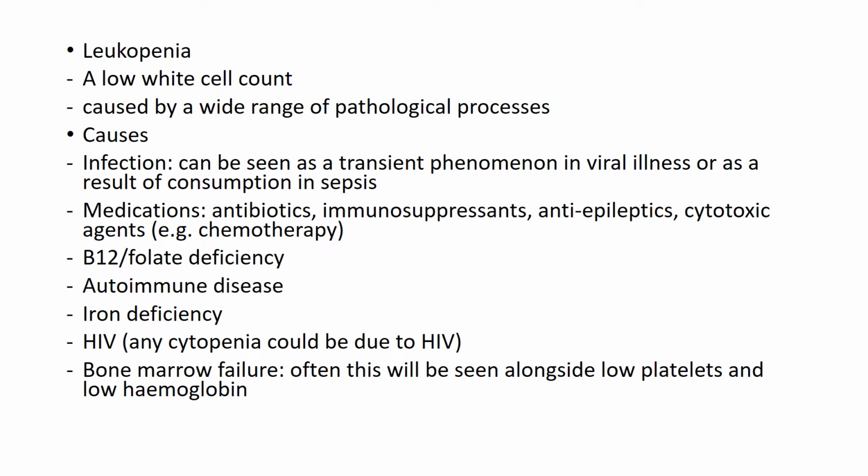Leukopenia is a low white cell count. This is caused by a wide range of pathological processes. Causes include infection. This can be seen as a transient phenomenon in viral illness or as a result of consumption in sepsis. Leukopenia can also be due to the use of medication, for example antibiotics, immunosuppression, anti-epileptics, and cytotoxic agents. And it can also be due to deficiency in vitamin B12 and folate.